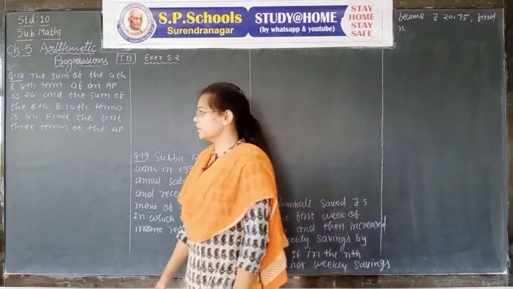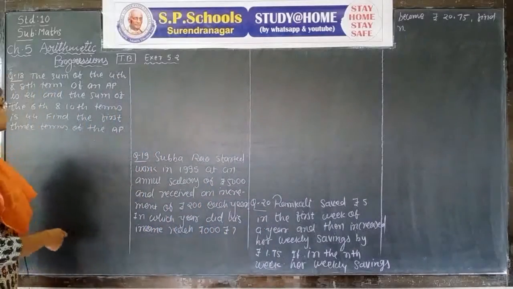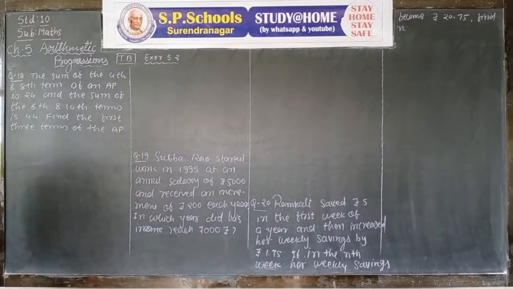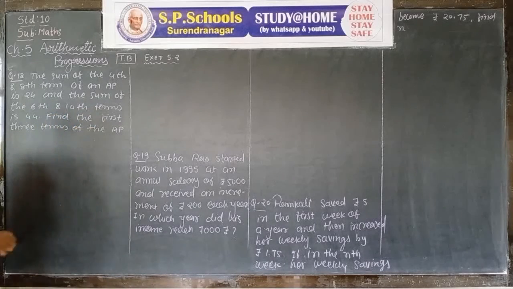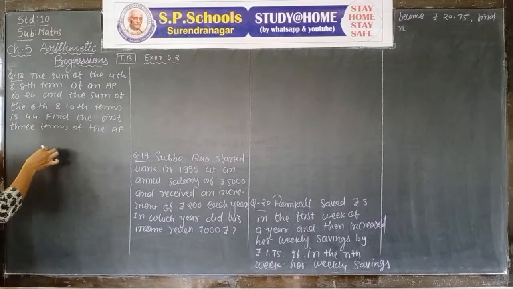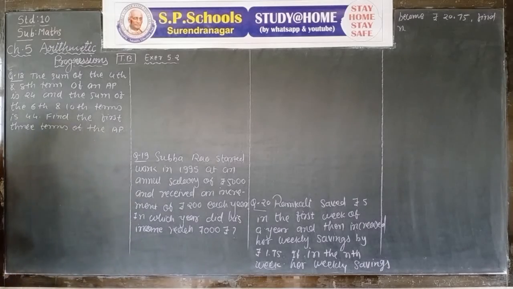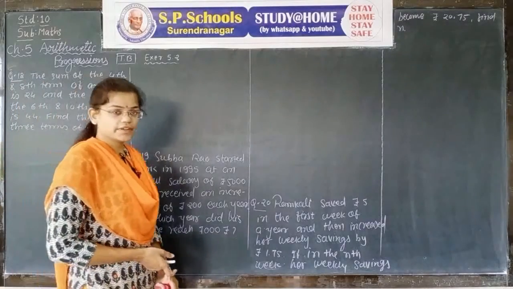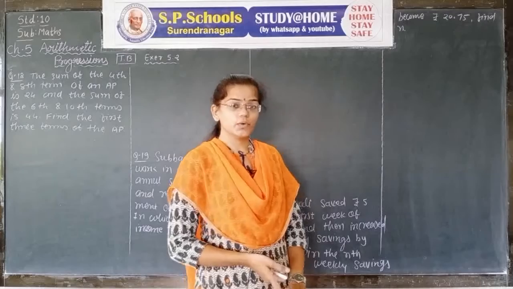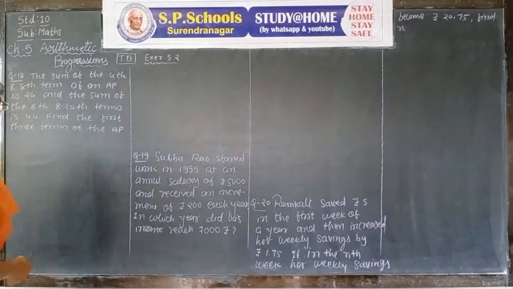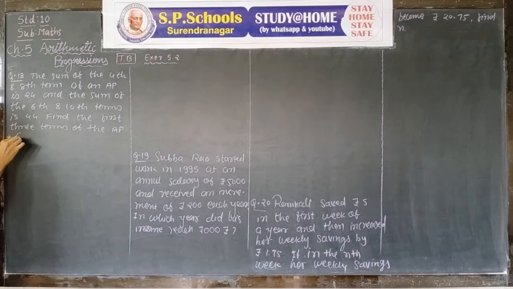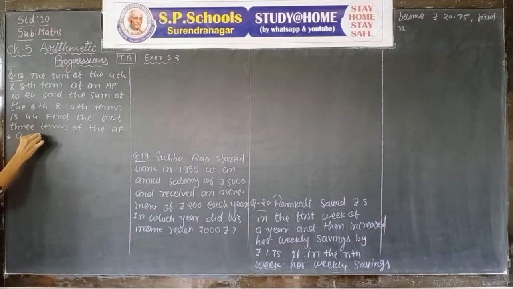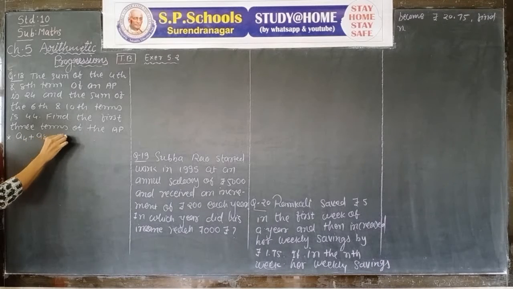Let's see the next, 18 number. The sum of the 4th and 8th term of an AP is 24 and the sum of the 6th and 10th term is 44. Find the first 3 terms of the AP. To find the first 3 terms of an AP, we require A and D both. In the question the sum of the 4th and 8th term is given. 4th term A4 and 8th term A8. Sum of the 4th and 8th term is 24.